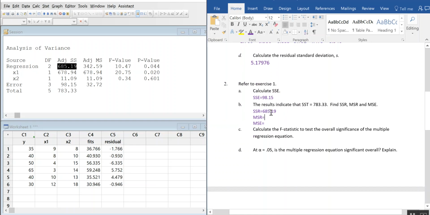The next thing up is the mean square regression. If you wanted to calculate this by hand, you would take the sum of squares regression right here, and then divide by the degrees of freedom for regression, which is the number that appears right here. So you just take this and divide it by 2. Notice that that shows up exactly right here. So yeah, you don't really have to calculate this one, you can just read it off the table.